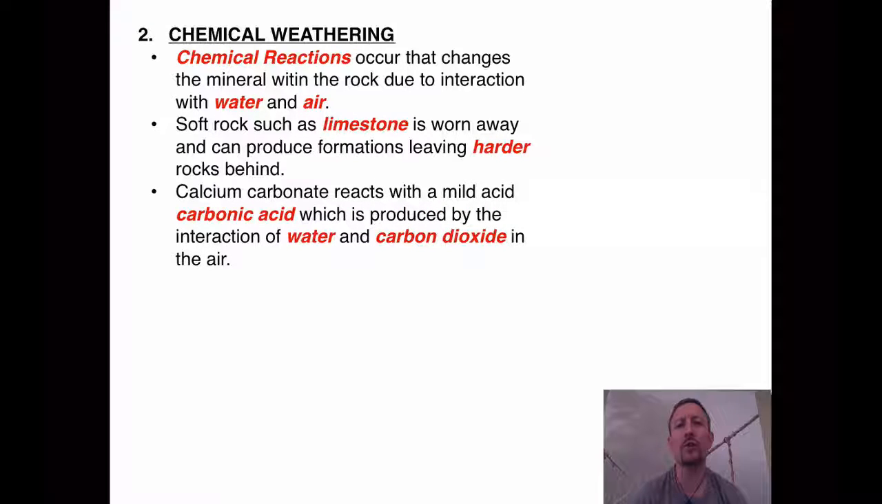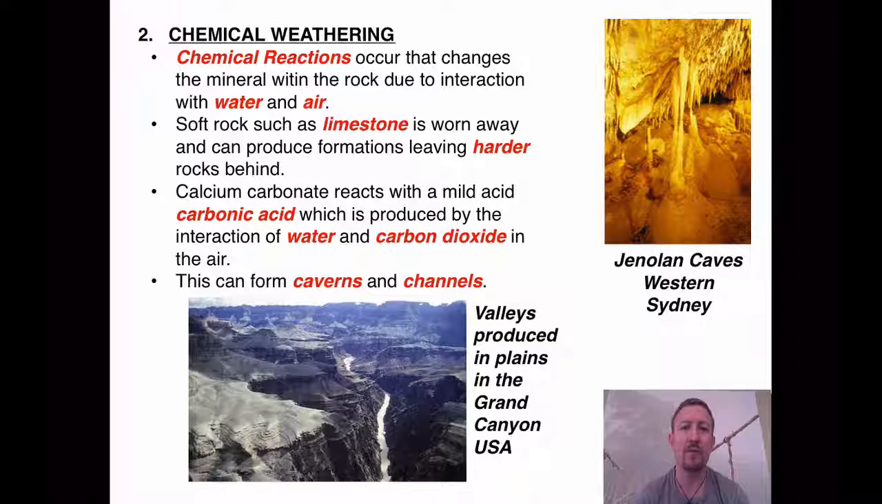Now, you put water and air together, especially in areas where you've got large carbon dioxide contents. What you can have is water and carbon dioxide combine together to form a very mild acid called carbonic acid. That acid will then eat away at the rock and start breaking down the chemicals inside the rock. And the result is, over millions and millions of years, you can produce channels and caverns.